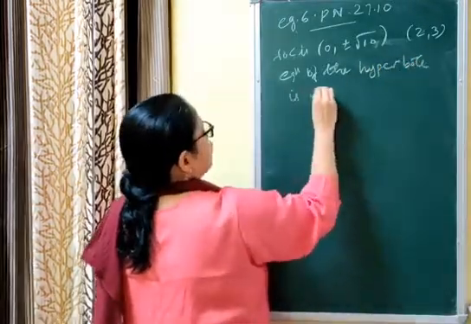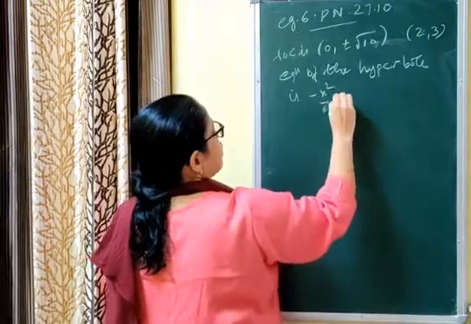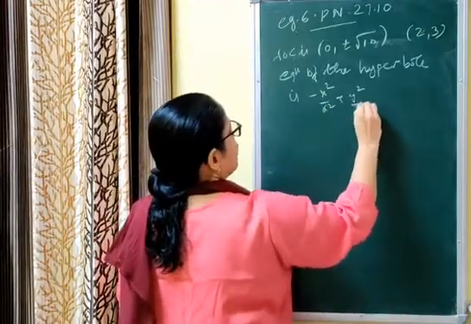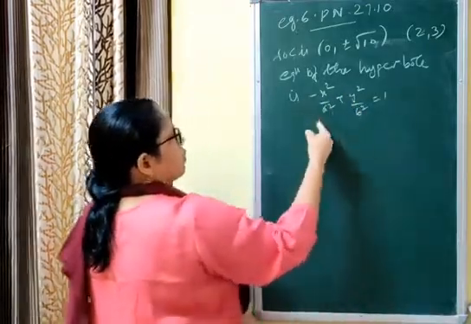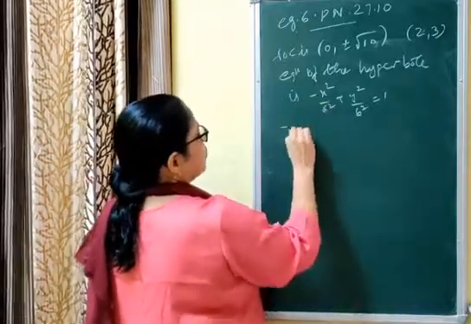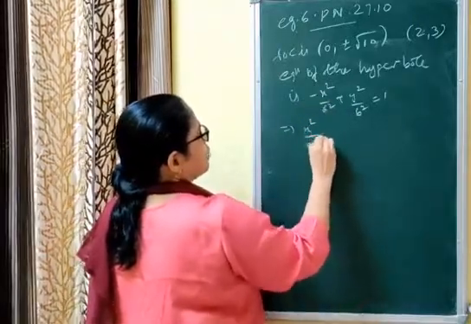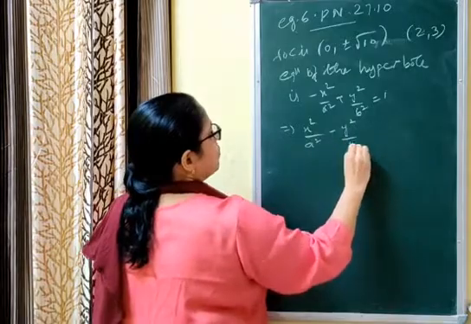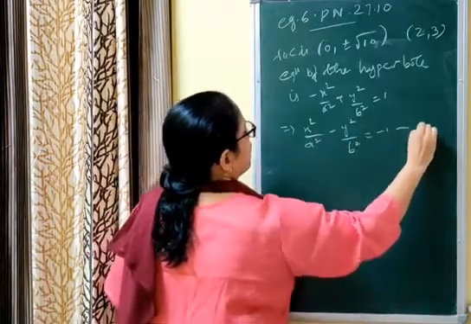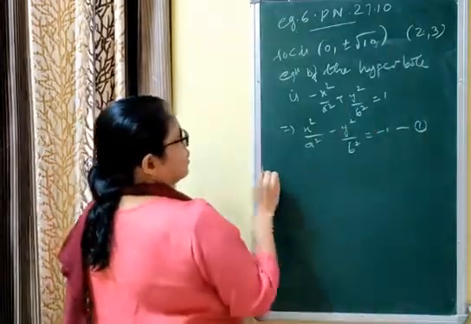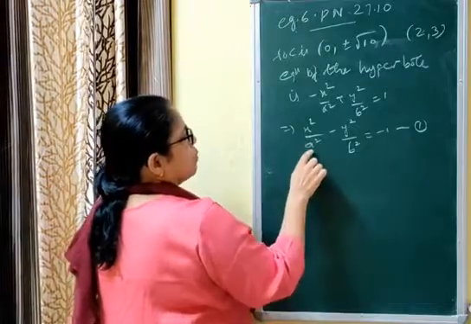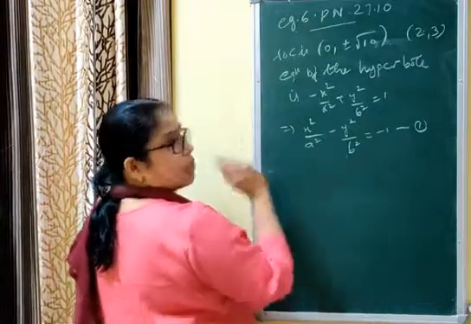is either minus x square by a square plus y square by b square equal to 1, but I told you if you want to take all this in positive terms, it will be in the form x square by a square minus y square by b square equal to minus 1. Now you have to find the values of a square and b square by the given condition.